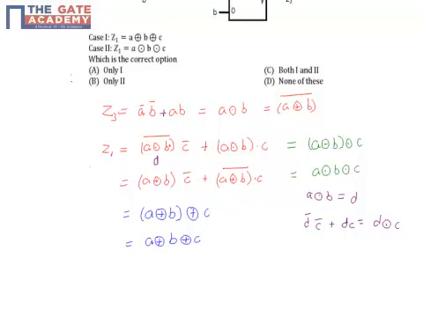Fine. Now suppose I replace this A XOR B by A XOR B the whole bar. It would be A XOR B as it is times C bar plus A XOR B bar times C. Again if I consider A XOR B to be equal to D, what I would get is D C bar plus D bar C. So again I would get D XOR C, the same as A XOR B the whole XOR C, which is nothing but A XOR B XOR C.